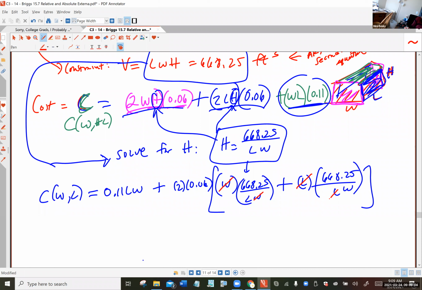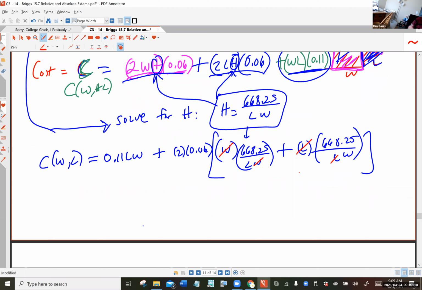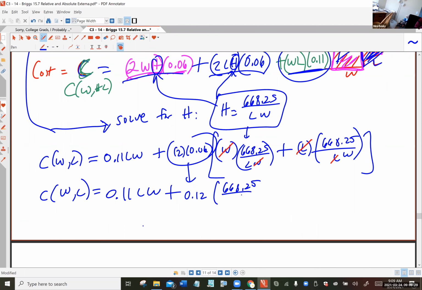Okay, fine. Then what? Well, it's still kind of a hot mess. So if I clean up my cost function a little bit, although it's still kind of messy, because I now have fractions in there, which is kind of a bummer, but whatever: 0.11 LW plus, and this is the same as 0.12 times 668.25 divided by L plus 668.25 divided by W. Okay, that's pretty gross. Now what? Go get the partials, set them equal to 0, find the critical point or points, and perform the D-test. And hopefully you can minimize your cost.